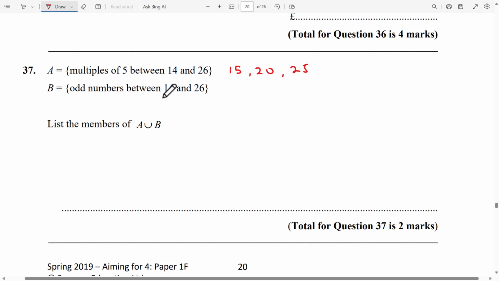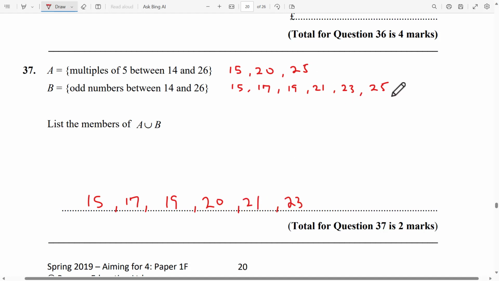And for B, odd numbers between 14 and 26. 15 is an odd number, 17, 19, 21, 23, 25. Okay, so these are the numbers. So now they want us to list the elements of A union B. The union of this, which is 15, 17, 19, 20, 21, 23, and 25.